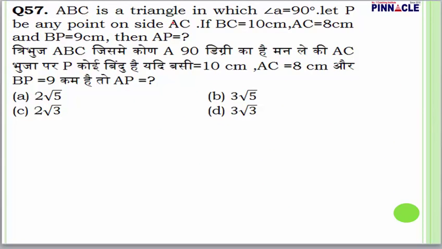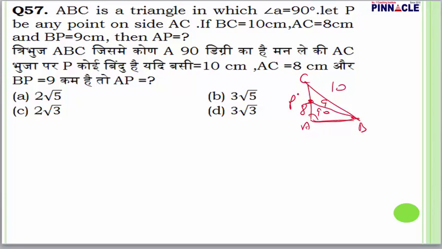Next question, question number 57. ABC is a triangle in which angle A is equal to 90 degrees. Let P be any point on the side AC. If BC is 10, AC is 8, and BP is 9, then we have to find the value of AP.